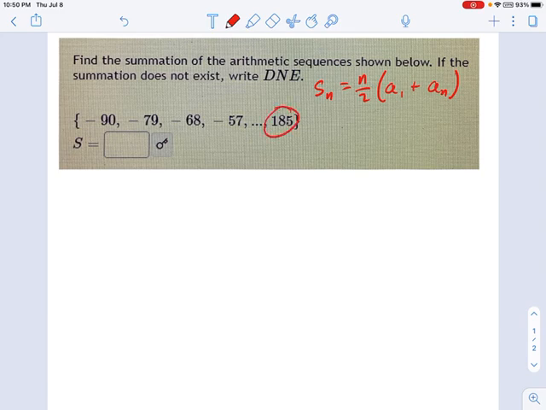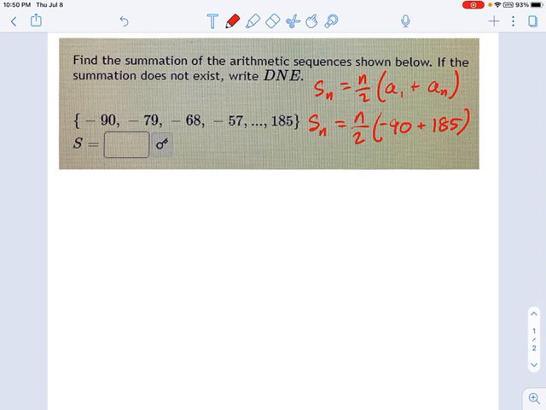Okay. I know what an is. Even if I don't know what n is, I know what an is. The last term in the sequence is 185. So there are a few things we know here. Let's write those down. We know Sn, I don't know what n is, equals something times the sum of negative 90 and 185. So if we can just figure out what n is, we're basically done with the problem.